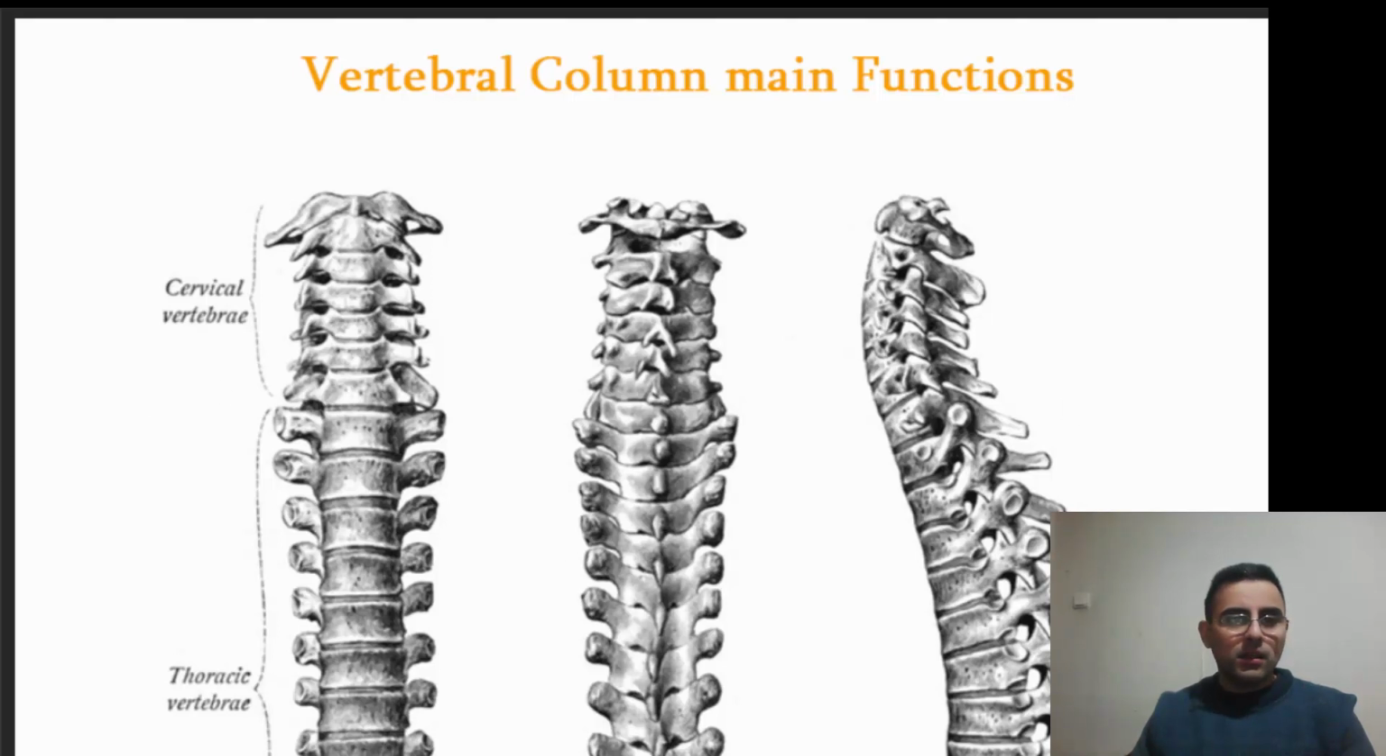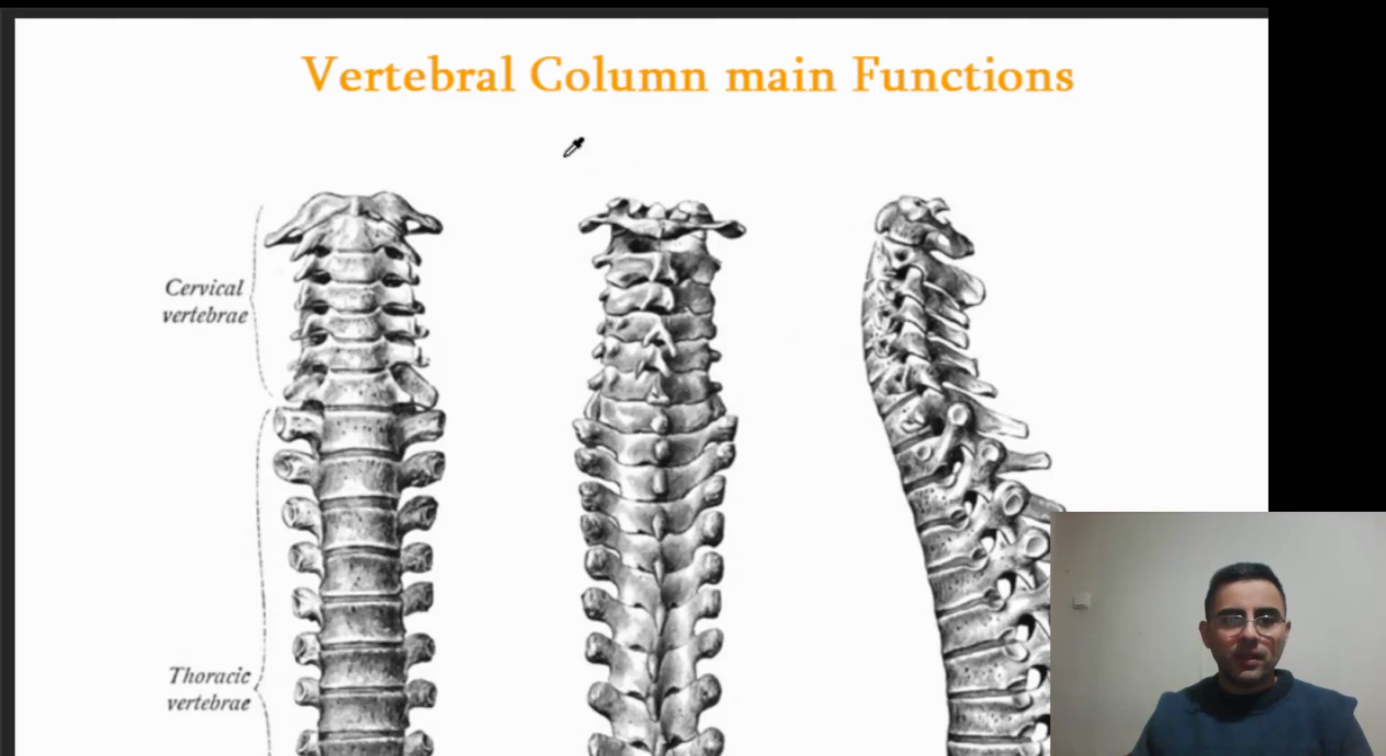One is vertebral column functions. Second is lumbar puncture, and third is epidural anesthesia.